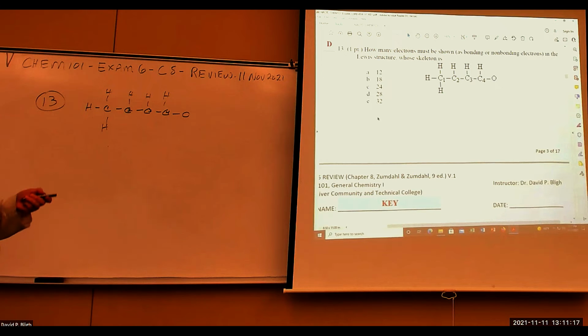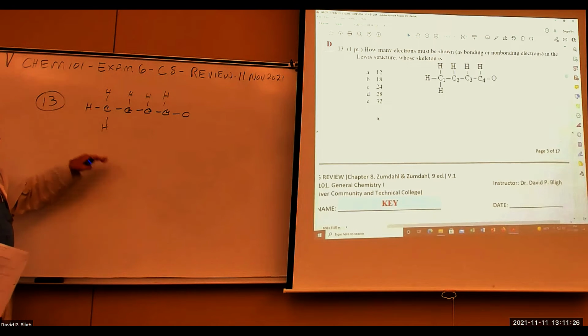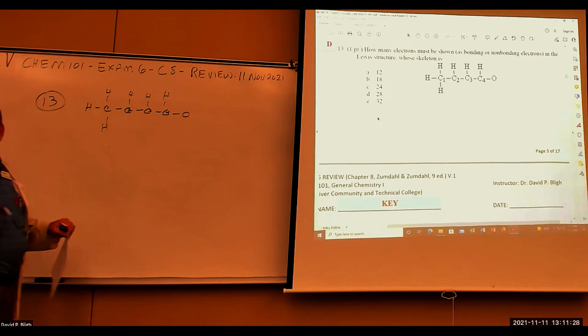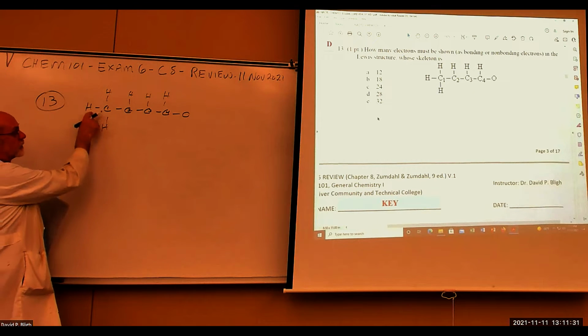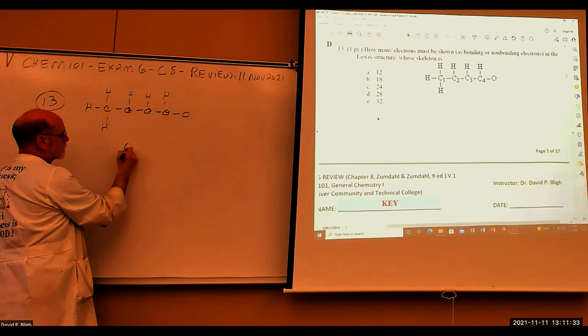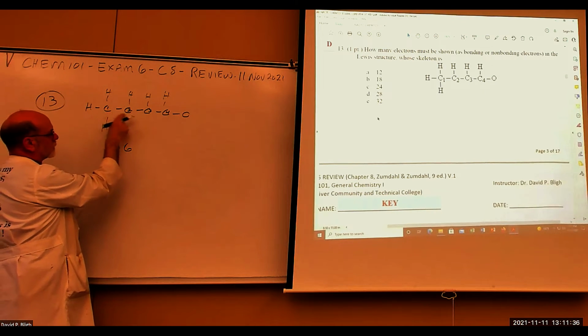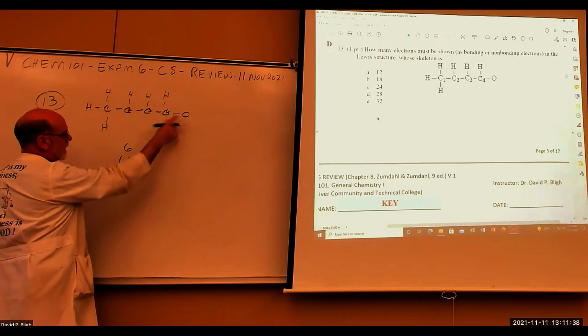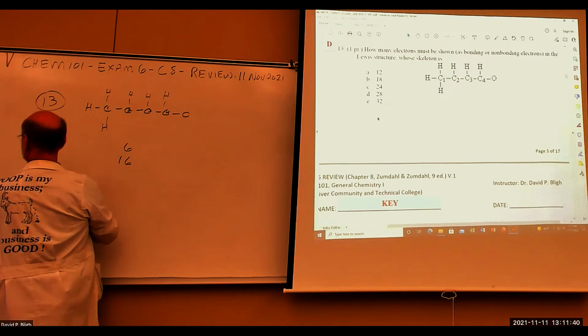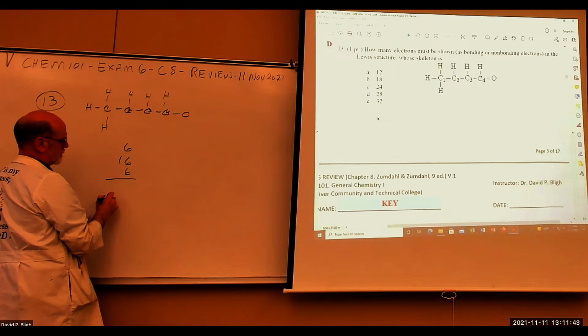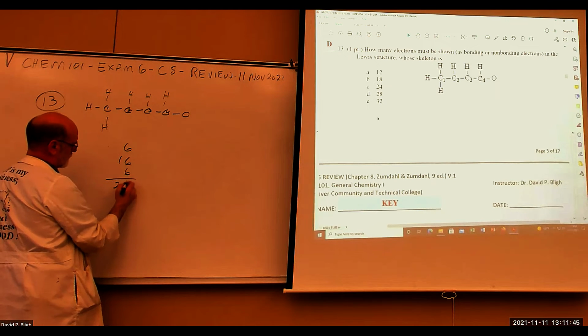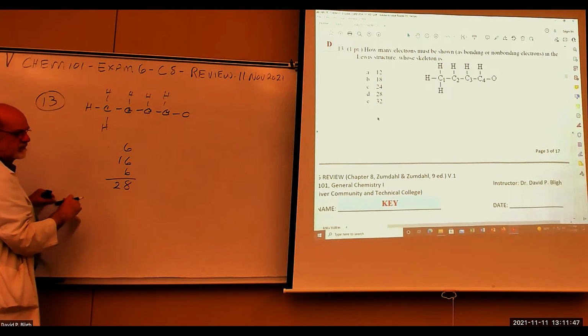But the question is, how many electrons do you have to show, both bonding and non-bonding, in the Lewis structure? So you really don't have to do much with this except count electrons. Valence electrons. 1, 2, 3, 4, 5, 6. Hydrogen. Carbon has 4. 1, 2, 3, 4, 16. Oxygen has 6. So that's 28, right? Yeah, 28. There you go.